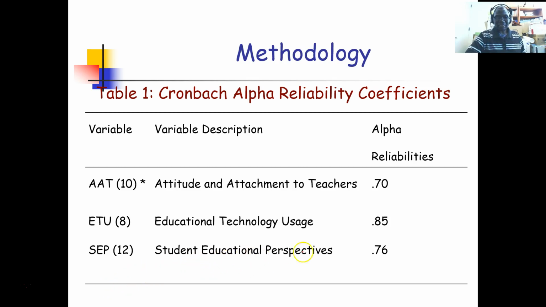Attitude and attachment to teachers comprised of 10 items, and the Cronbach reliability coefficient was 0.70, while educational technology usage comprised of 8 items, and the Cronbach reliability coefficient was 0.85, while student educational perspectives we had 12 items, and the Cronbach reliability coefficient was 0.76.